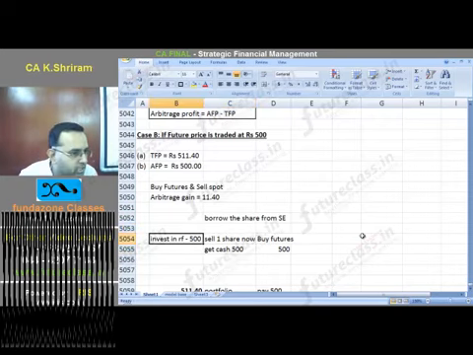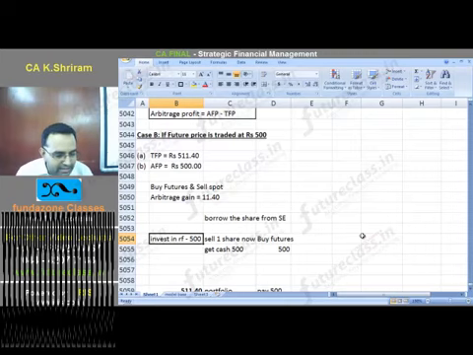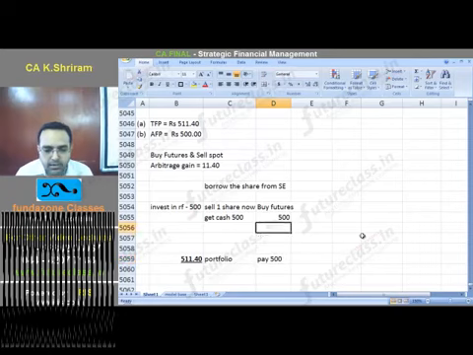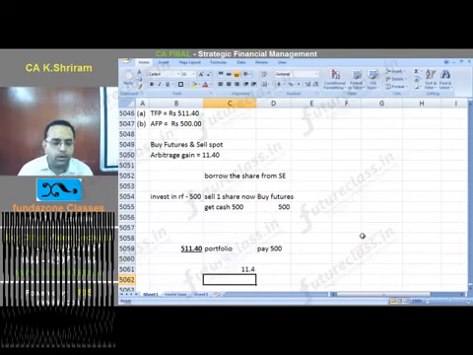And with that money you invest it and then immediately take a buy future for 500. That's the traded price. On the exercise date you will have 511 and with that money you buy the share and pay it back to the person from whom you borrowed the share. Of course, commission has to be paid, but that's not a part of this discussion. Anyway, you will make a profit of 11.4.